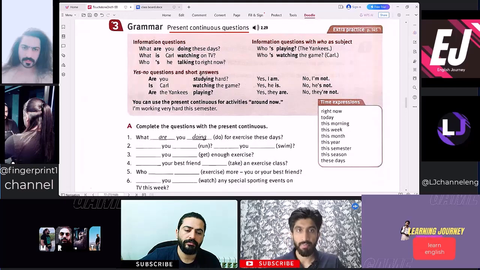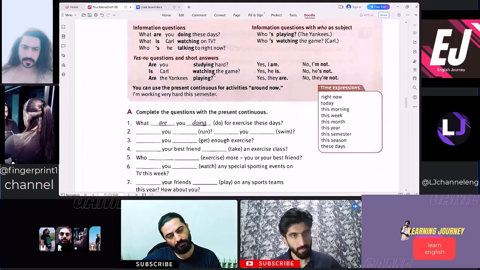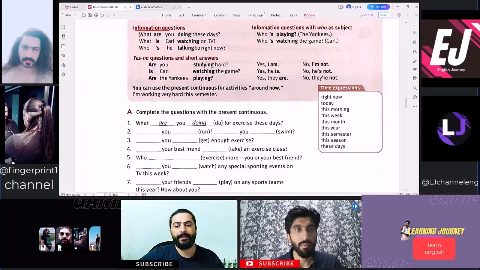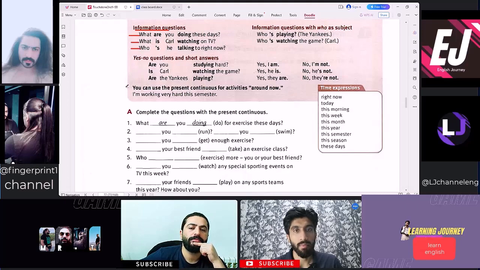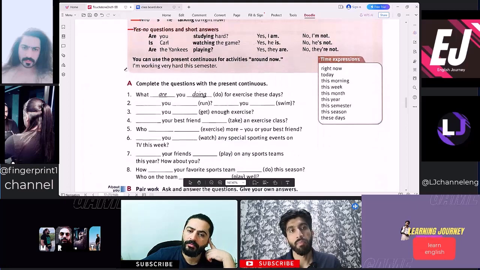Page 69. 3. Grammar. Present continuous questions. Information questions. What are you doing these days? What is Carl watching on TV? Who's he talking to right now? Information questions with who as subject. Who's playing? The Yankees. Who's watching the game? Carl. Yes/no questions and short answers.